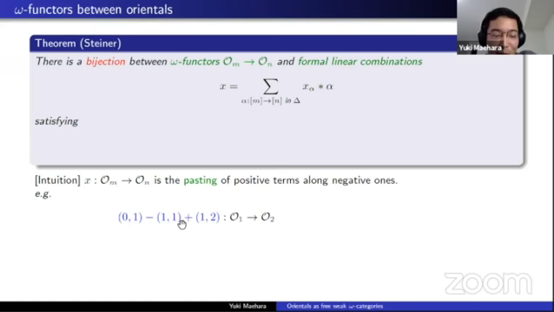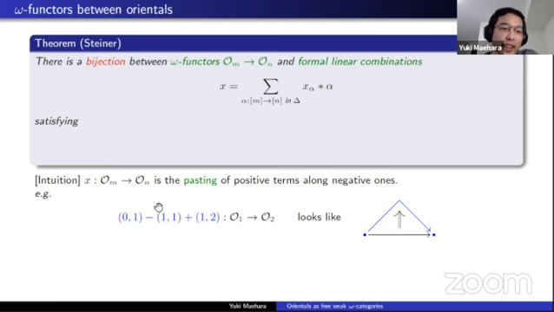Example: I haven't given you these conditions, but once I've given you the conditions, you can easily check that this particular linear combination satisfies them. This is a linear combination of maps from 1 to 2 in delta. So this should represent an omega functor from O1 to O2, an omega functor from an arrow to a triangle with a 2 cell in the middle. And according to this intuition, you should think of this as the pasting of the positive terms, which are 0, 1 and 1, 2, along the negative one, which is 1, 1. So it should look like the left edge 0, 1 and the right edge 1, 2 pasted along the vertex 1. So indeed, this particular linear combination corresponds to the omega functor picking out this composite of the two generating one cells.